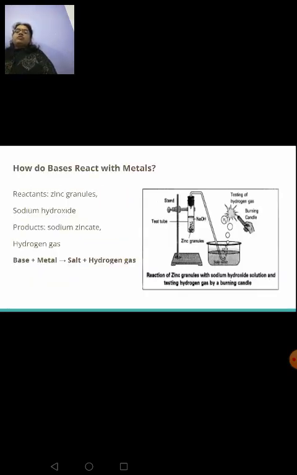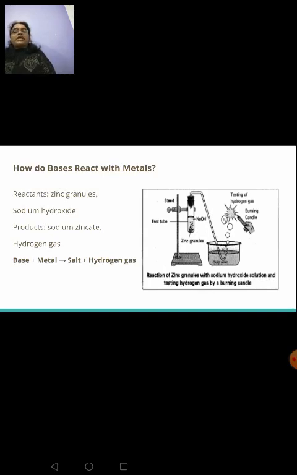Next, reaction of bases with metals. The experimental setup is similar to what we had used in the previous experiment, the reaction of acids with metals. Here also we will be taking some amount of zinc granules. For base we will use sodium hydroxide. When you add sodium hydroxide to these zinc granules, they react with each other, and here also salt and hydrogen gas are formed. The salt formed here is sodium zincate and hydrogen gas is liberated.